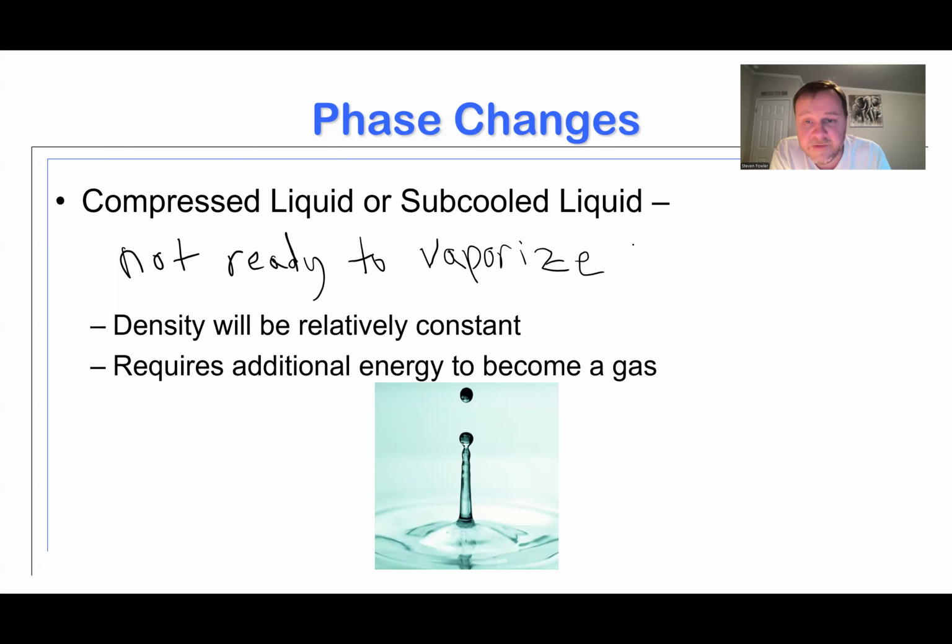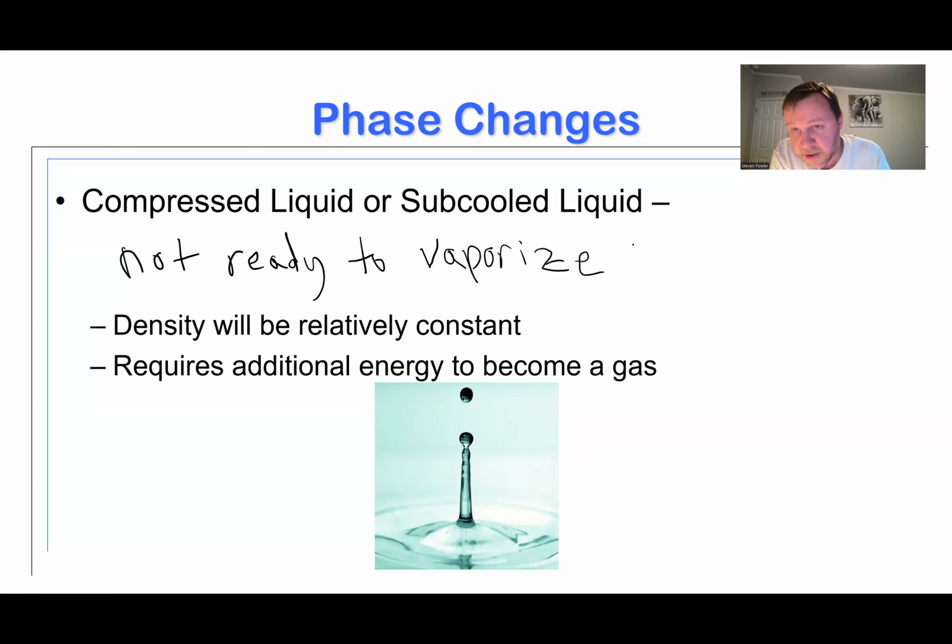Again, it's not ready to vaporize. This last statement there, it's going to need more energy to get up to the vapor phase. But if we get it all the way to the saturated point, if I'm talking about saturated liquid, that means it's saturated with energy. Saturated liquid is ready to boil. It's basically boiling. Saturated liquid is liquid that is right at the boiling point.